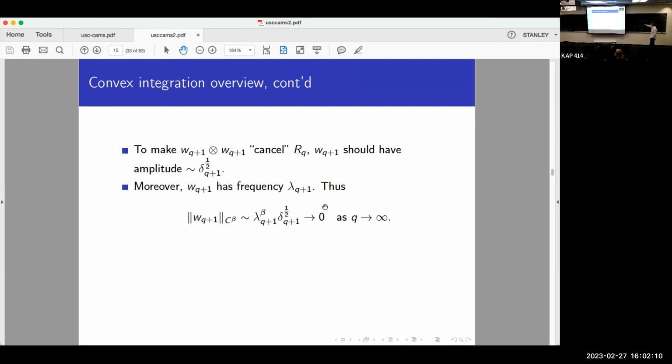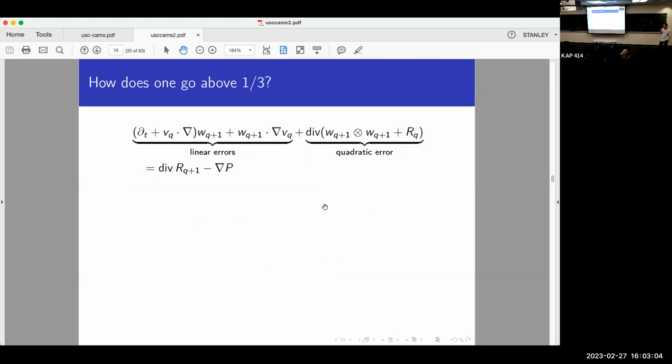Moreover, like I said, W_{q+1} has this large frequency lambda_{q+1}. So with these two pieces of information, we can estimate the Holder norm of this perturbation. We know the frequency and we know the amplitude. So its Holder norm roughly should be on this order of magnitude. And we want this to go to 0. And that leads us to a relationship between delta and lambda. Because if we need this to go to 0, then basically we need a relation like this. Of course, you could say that we actually need this to be much less than the right-hand side, but basically all the parameters are increasing or decreasing really fast. So the difference between being comparable and being summable is essentially negligible. So as a rough approximation, I'll just write this relation.